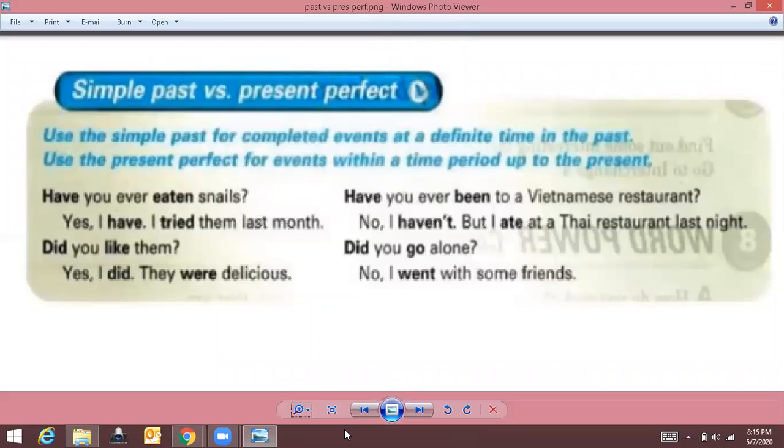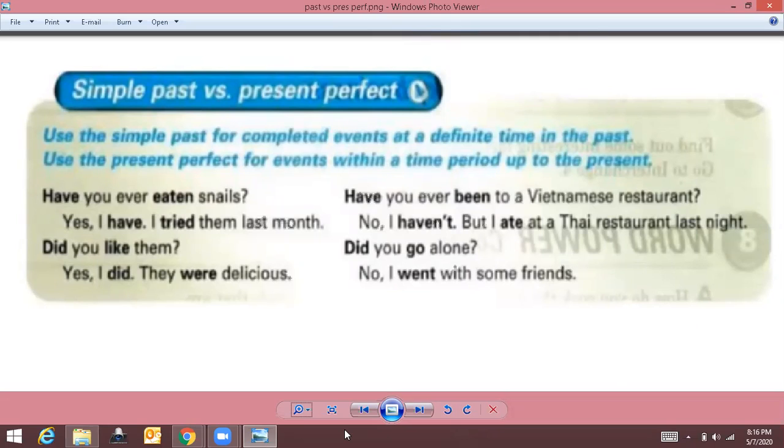So if you talk about completed events, you use simple past. If you talk about events within a period up to the present, then you use present perfect. So when you use the present perfect, you're not asking the people to be very specific. However, if the person wants to be very specific and given a specific time, now this person has to use simple past. May I have another volunteer to read the first question?